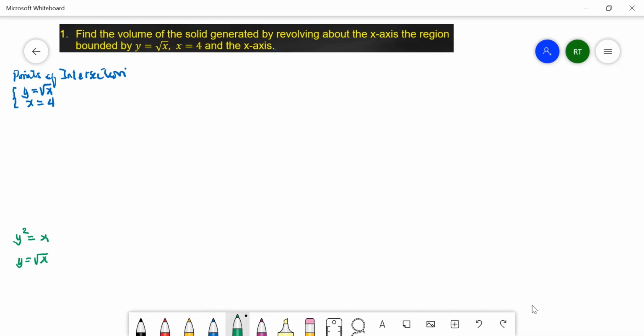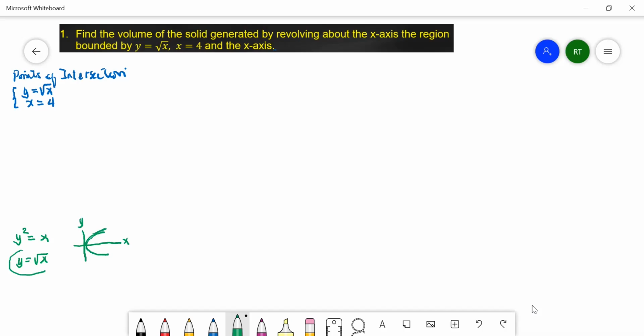Now take note that if we have y is equal to square root of x, getting the square of both sides of the equation will give us y square is equal to x, which is of course a parabola with vertex at the origin and it opens to the right. This one is the graph of y square is equal to x.